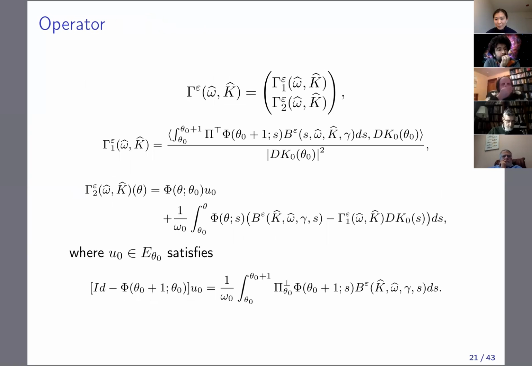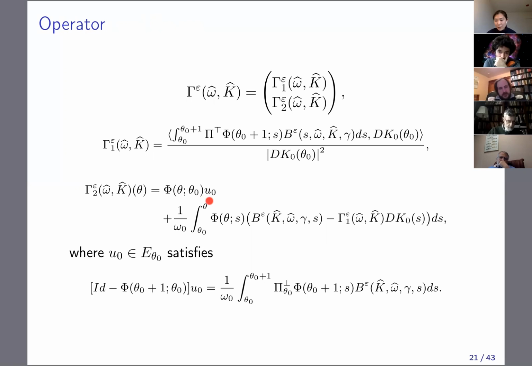Following the two steps that I was mentioning, we are going to update the omega hat by this first component of gamma epsilon. Basically, this first component of gamma epsilon will get rid of the tangential component in this B epsilon. And we are going to update the parameterization K hat by using this second component of gamma epsilon. Basically, this is the variation of constant formula using the updated omega hat. So as we can see here, we are using an integration which allows the loss of one regularity.